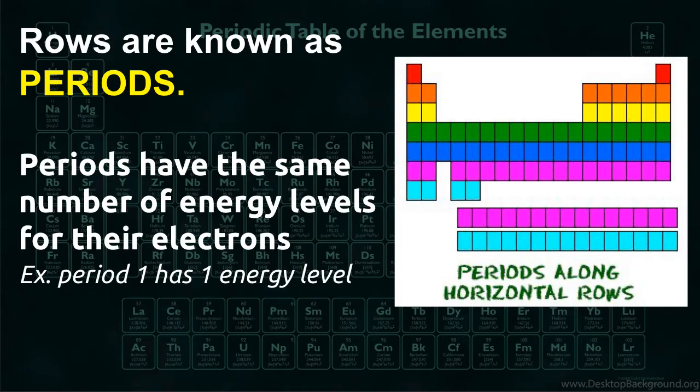Rows are known as periods. Periods have the same number of energy levels for their electrons. So for example, that first row, first period, has 1 energy level. The second one has 2 energy levels. The fifth one has 5 energy levels.